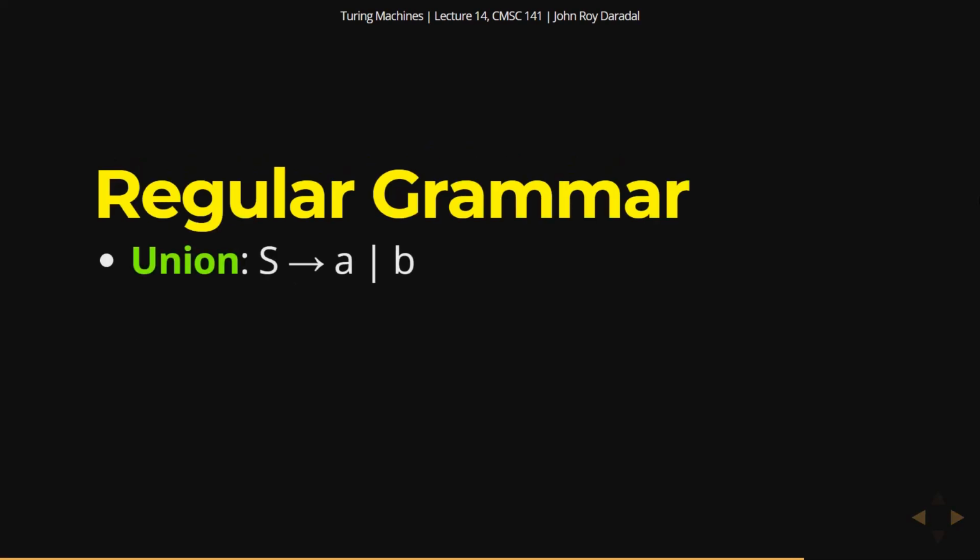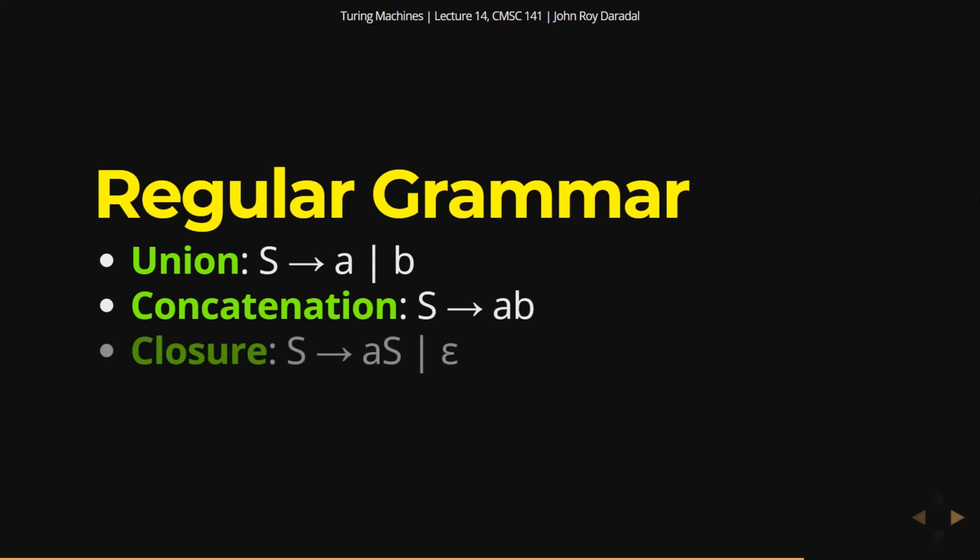For regular grammar, of course, you have the three operations for regular expressions. You have the union, so you have A or B, then concatenation, AB, and then closure, so AS or epsilon, wherein you can repeat S as many times as you want, right? So union, concatenation, and closure are the three operations for your regular expressions. This is how the regular grammar looks.